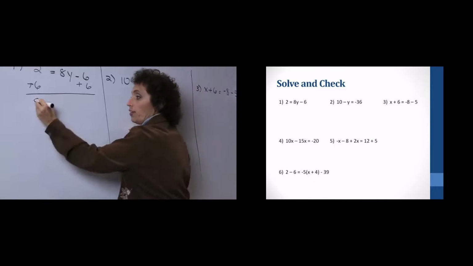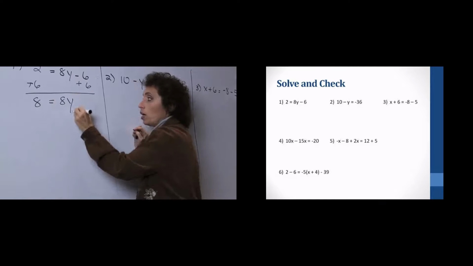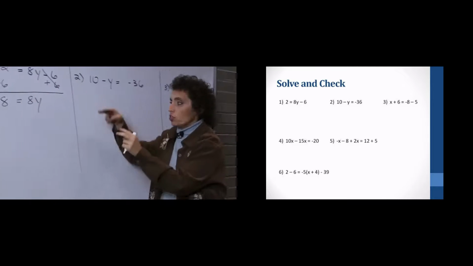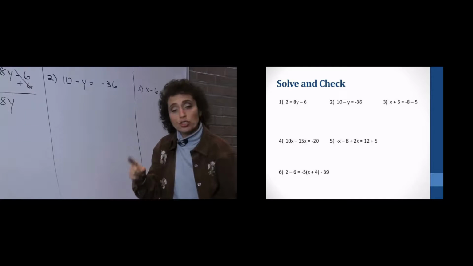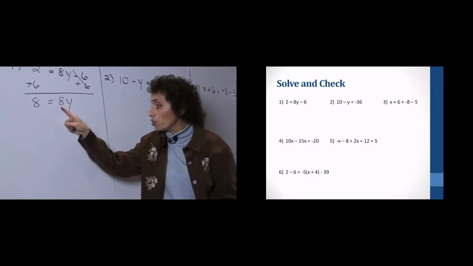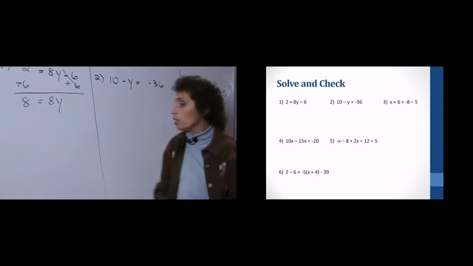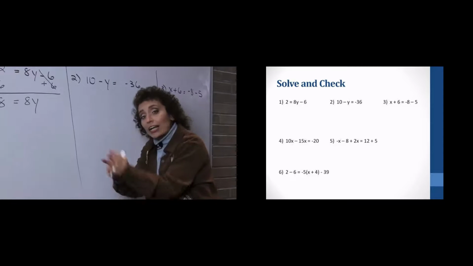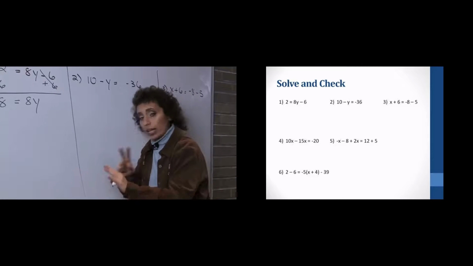So now this is 8 equals 8y. That goes because it's the sum of opposites, which is 0. I'm still not done because the coefficient of this needs to be a 1. All the variables are on one side, all the numbers on the other. I don't need to move anybody, so I'm not going to add or subtract.